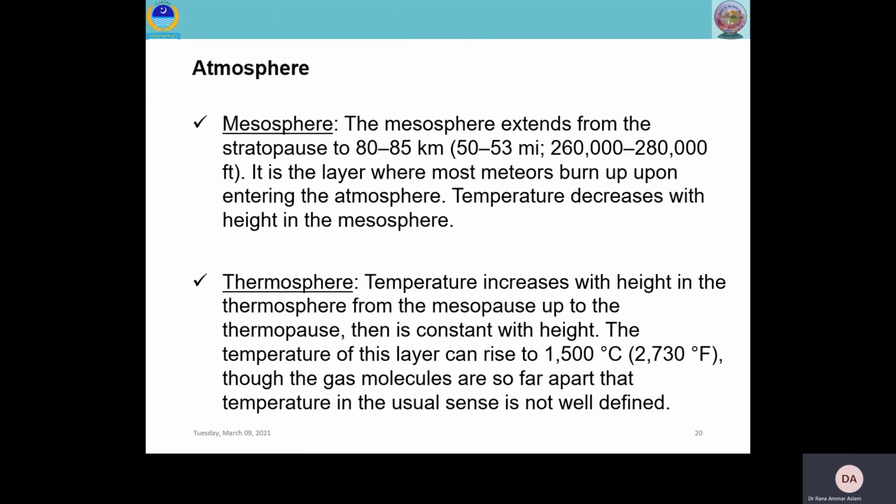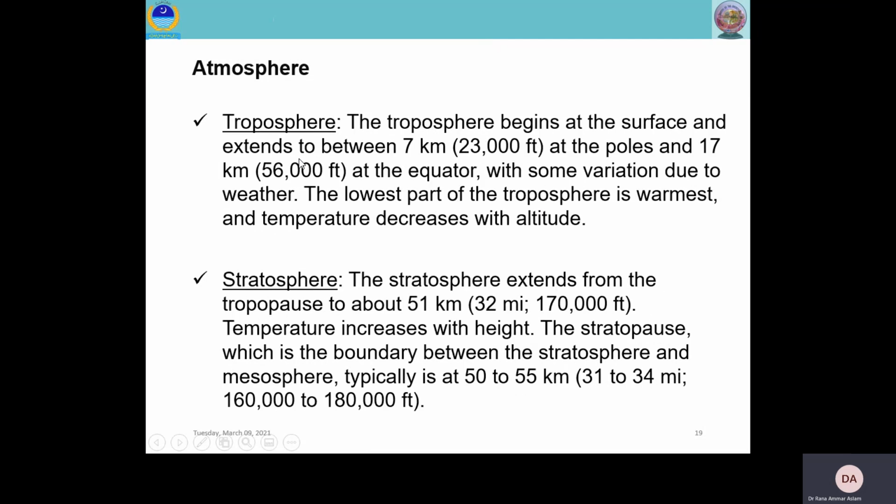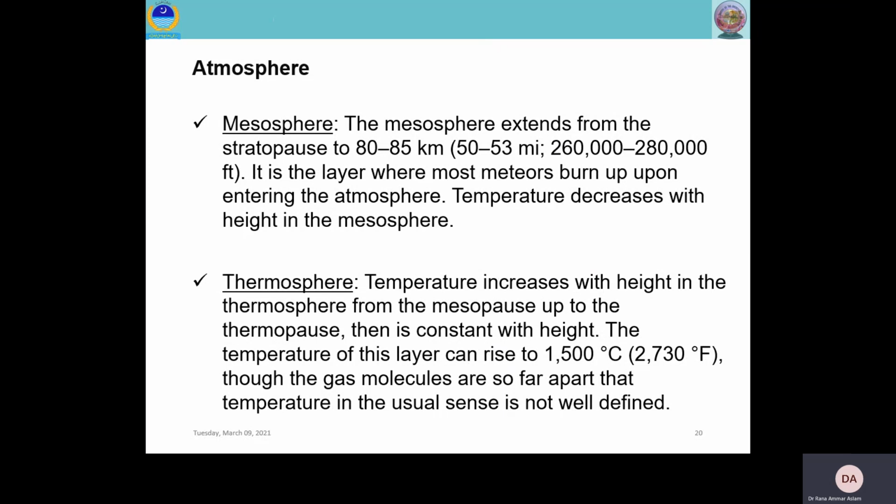The next layer is the mesosphere, and the mesosphere extends from the stratopause. Stratopause is a layer that separates the mesosphere from the stratosphere, and it extends further to 80 kilometers from the stratosphere, right?